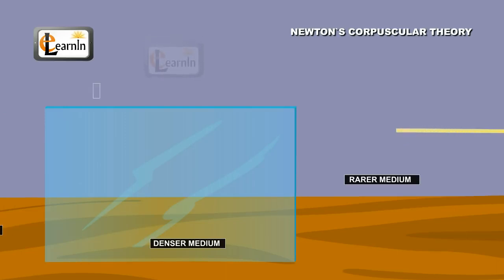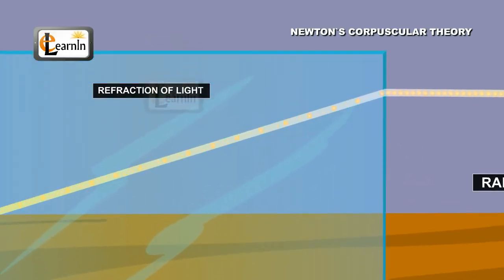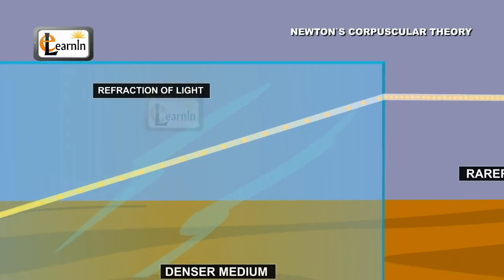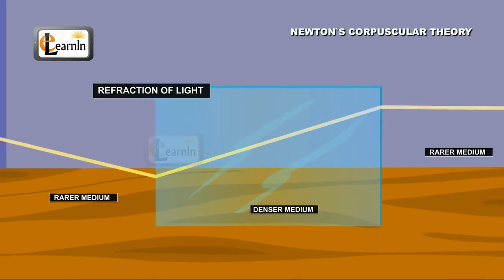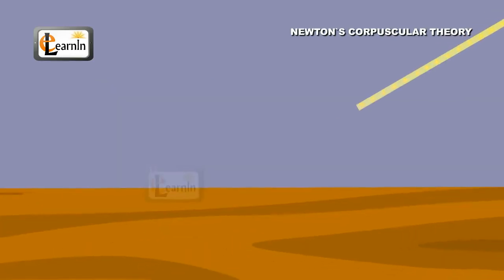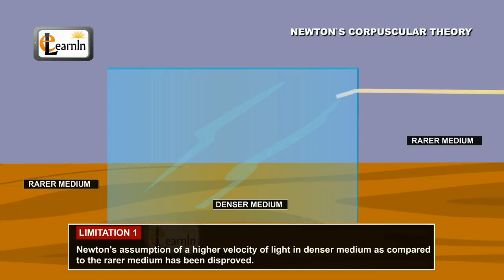According to Newton, the refraction of light was due to the supposed change in the speed at which they travel, thereby causing a resultant change in the direction whenever these corpuscles enter from, say, a denser medium to a rarer medium. Although Newton's corpuscular theory of light could successfully explain the reflection of light, his assumption of higher velocity of light in a denser medium as compared to the rarer medium has been disproved.